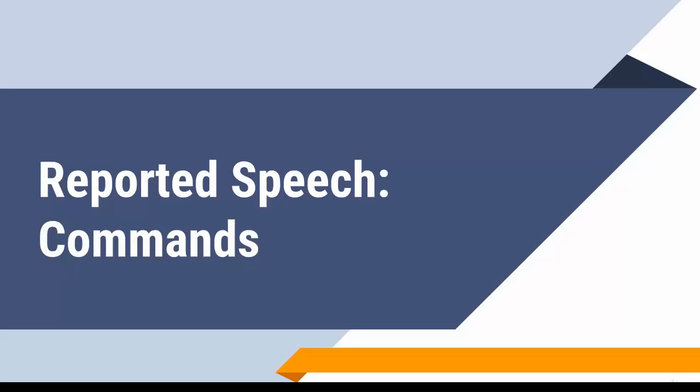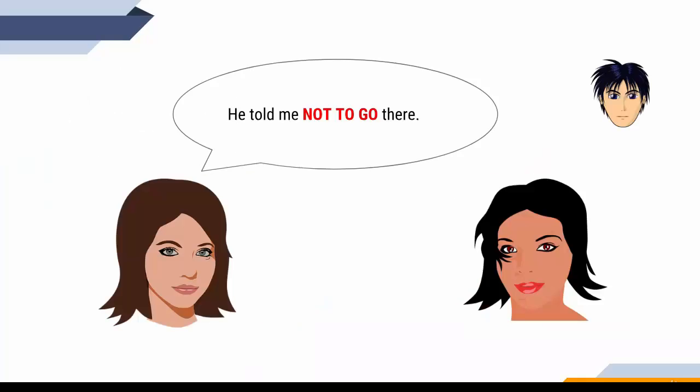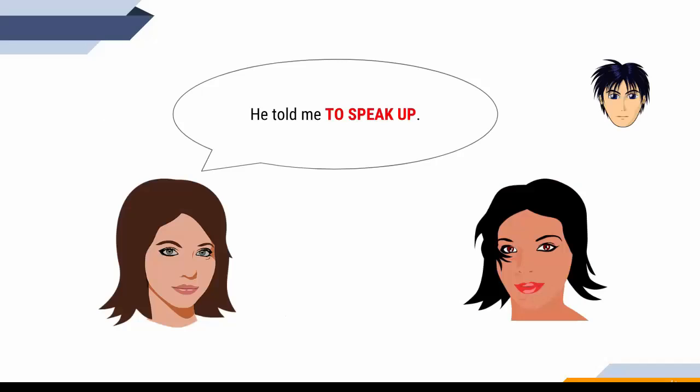In this last part of the reported speech series, we are going to speak about commands, or in other words, how to say that somebody told you to do something. Examples. Don't go there. He told me not to go there. Not to go. Speak up. He told me to speak up.